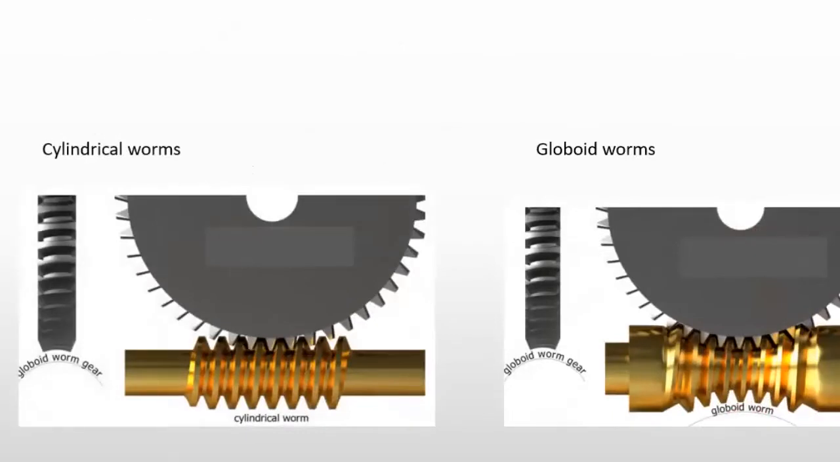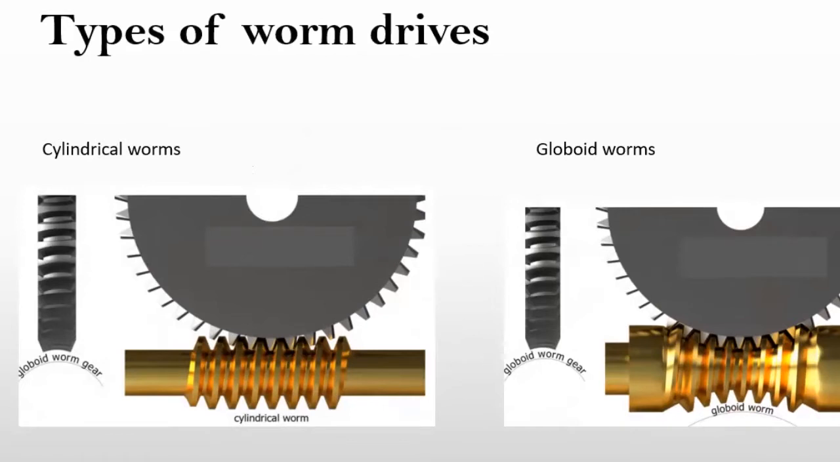When we are talking about the worm drive, we are interested in the types of the worm drive also. When we look at the bevel drive, we look at the different types of bevel gear. Likewise, worm drives also have two major types. One is cylindrical worms, another one is globoid worms. Why do we call it cylindrical? Because this worm is a cylindrical shape. You see, cylindrical worm. But another type of the worm is the globoid worm.